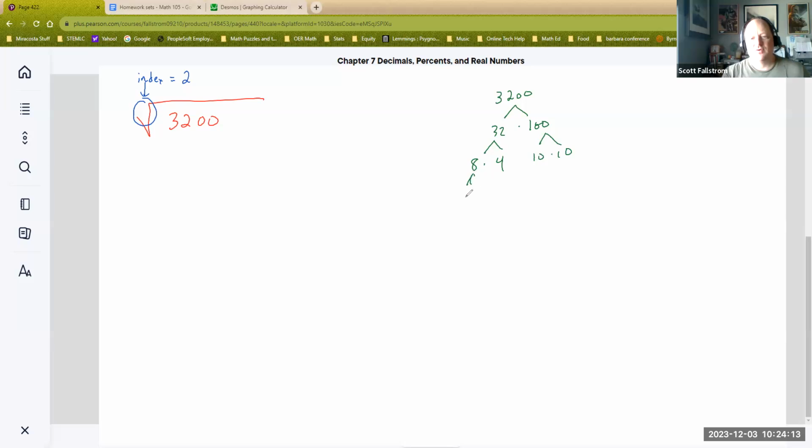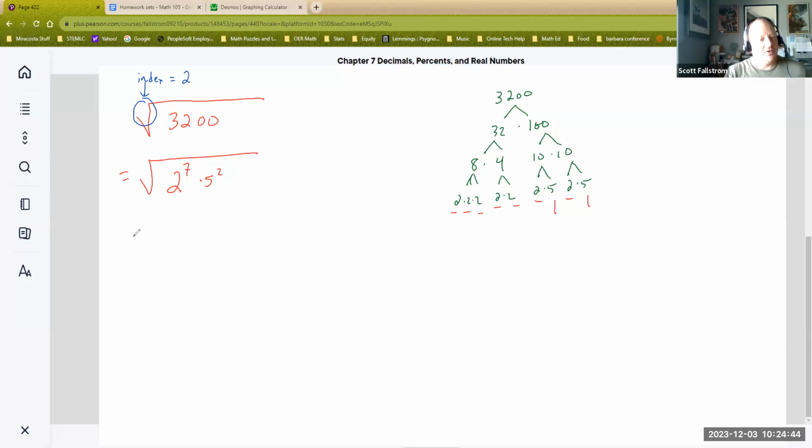8 times 4 is 2 times 2 times 2. 4 is 2 times 2, and over here I have 2 times 5, and over here I have 2 times 5. So at the end of the day, 3,200 is equal to the square root of 1, 2, 3, 4, 5, 6, 7, 2. So I'm going to have 2 to the 7th power, and then 5 and 5 becomes 5 squared.